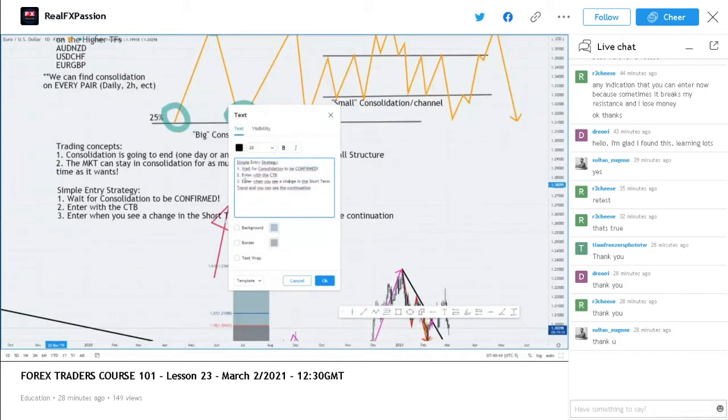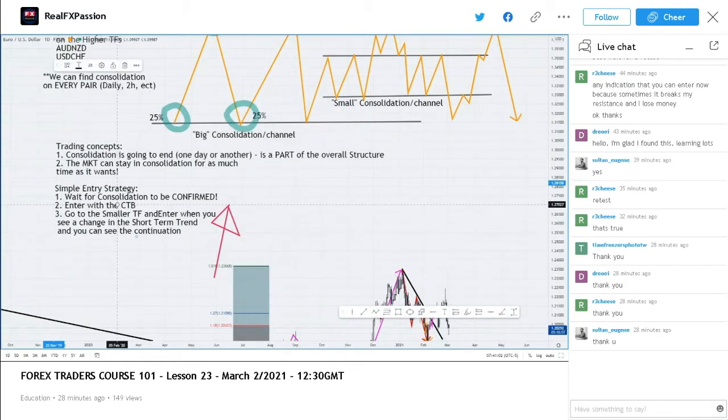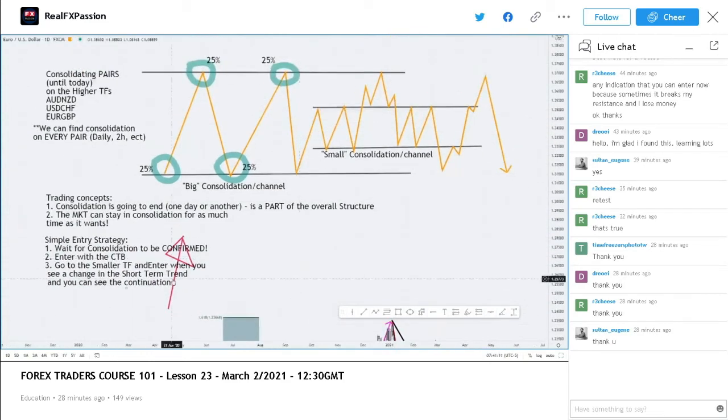One more. Go to the smaller time frame and enter when you see a change in the short-term trend. Okay, something like this. Is it clear, everybody? Wait for consolidation to be confirmed. So this is theory, right? We're going to check the live charts in a second.